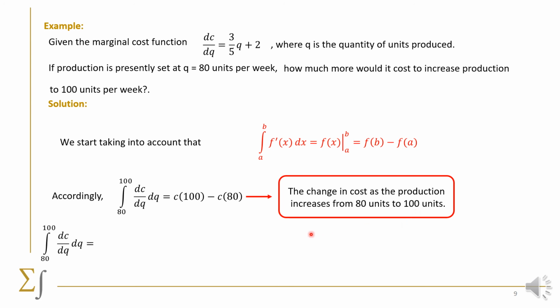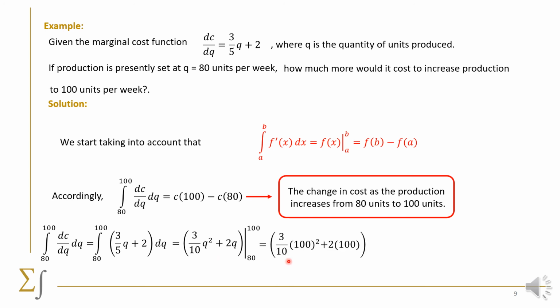So we start integrating. We take the dc by dq and we substitute for it 3 over 5q plus 2, and we perform integration term by term. The integral of the first term, here the q will be q squared over 2, and here we will have 2q. So this will give us 3 over 10 q squared plus 2q. And then we evaluate this at 100 and evaluate it again at 80 and find the difference between them.